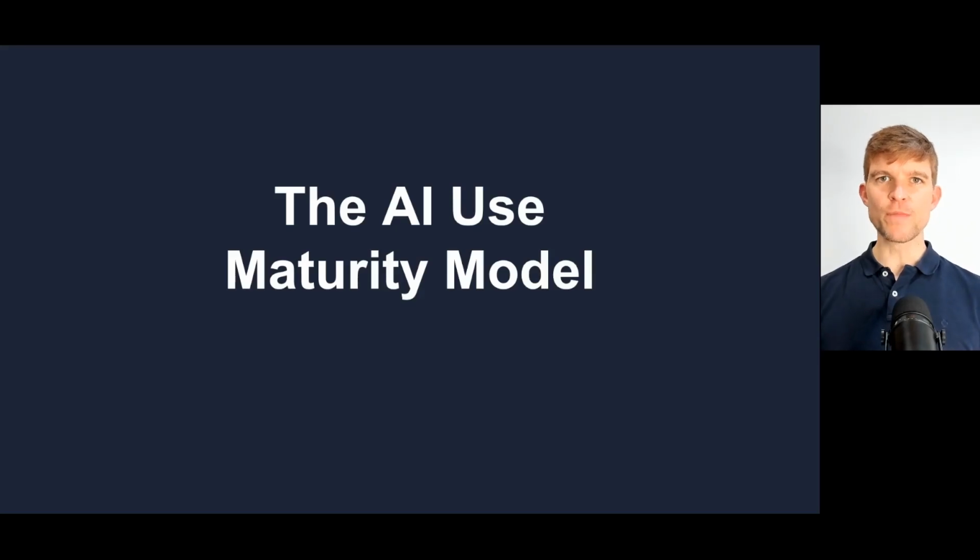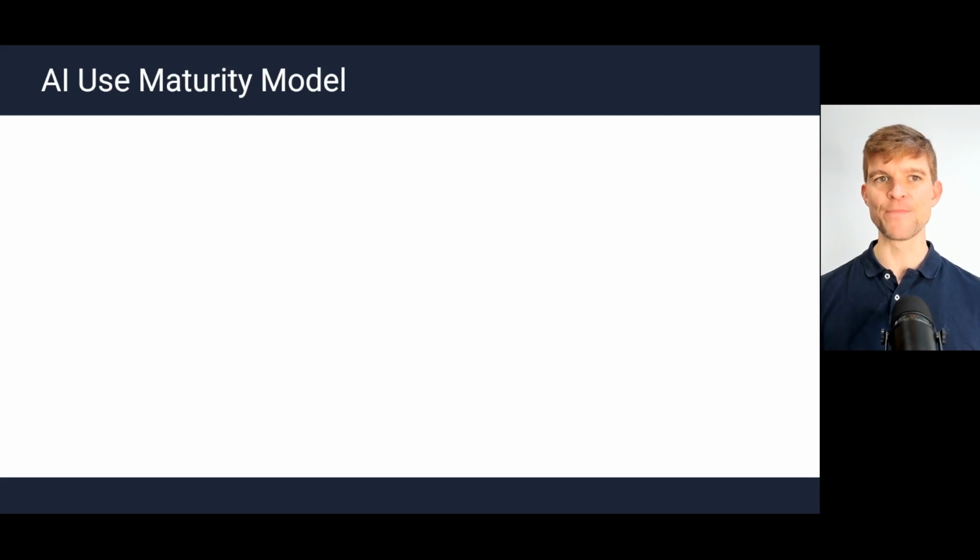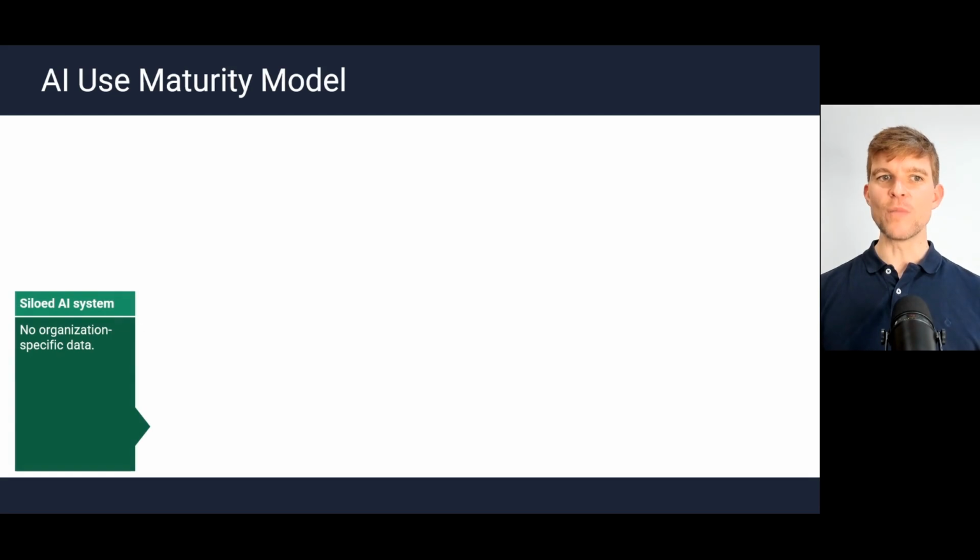The AI use maturity model is a model that tells you what you can do with information depending on how much privileged information is fed into an AI system. Now, this is a model that I have created myself, a maturity model, and it has six different steps. We have, at our lowest level, a siloed AI system.